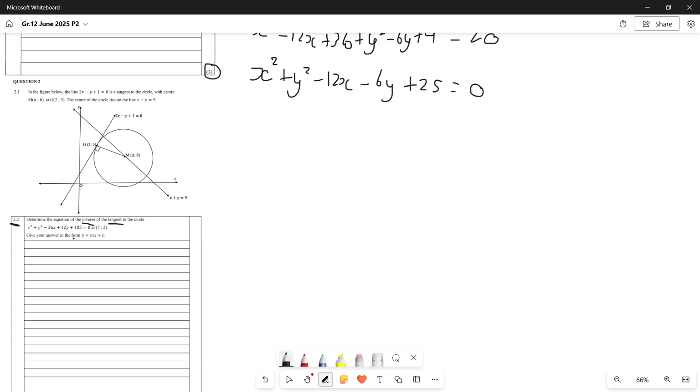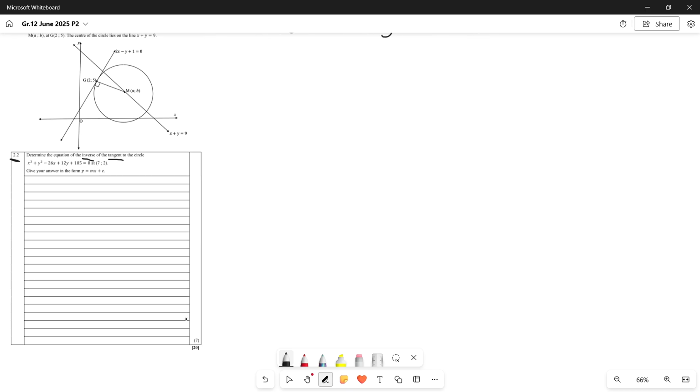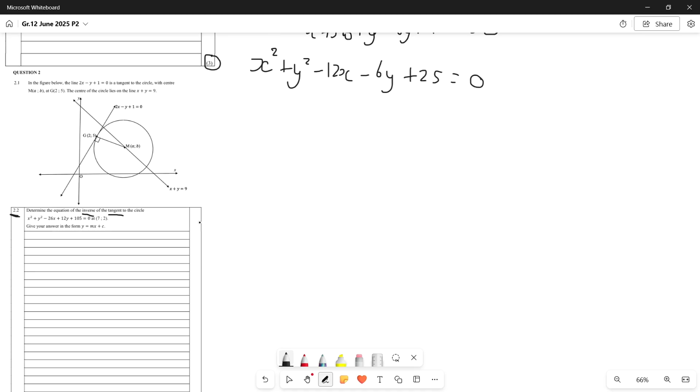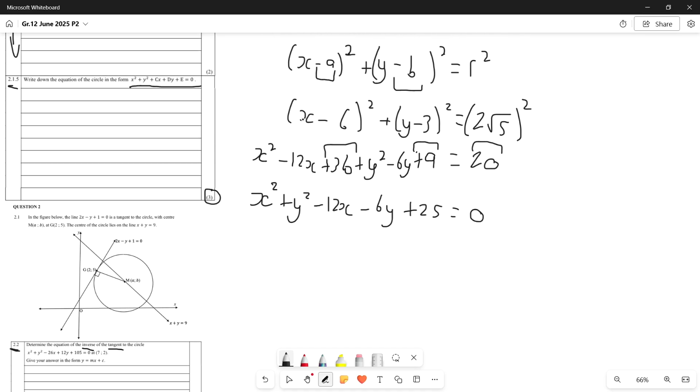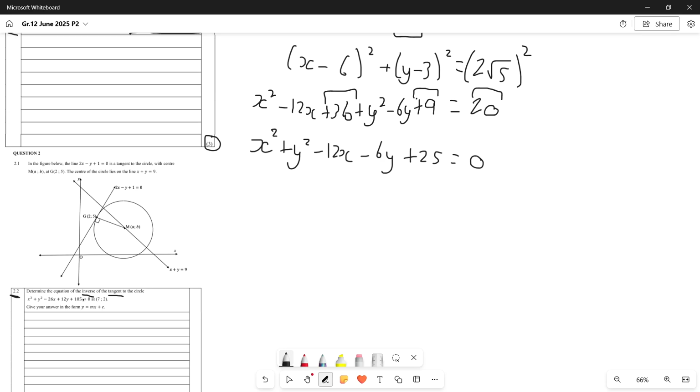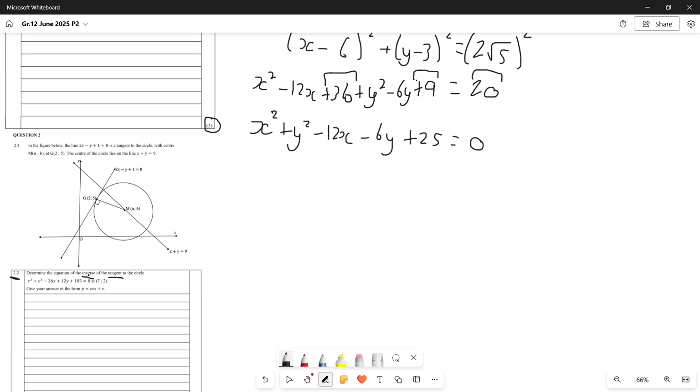And then it says give your answer in the form of y equals mx plus c. So this is a 7-mark question. So let's break it down step by step. What we need to do is first get this in some sort of standard equation form like this: (x minus a) squared plus (y minus b) squared equals r squared. Because right now this is all messy and we need to simplify it a bit so we can figure out another point on it. Because right now we only have the one coordinate pair. And in order to get a gradient at any stage, we'll need 2 coordinates.